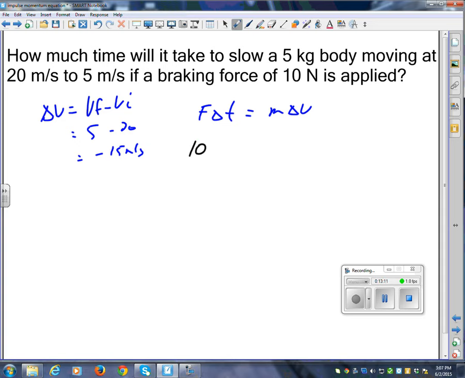Braking force is 10 newtons. We want to know the amount of time. The mass is 5 times minus 15. Oh, now hang on here. Am I going to end up with negative time? This is going to be minus 75 over 10. Yeah, because it's a braking force. It's in the opposite direction. So this should be negative. If you just put everything as positive, it's not wrong.